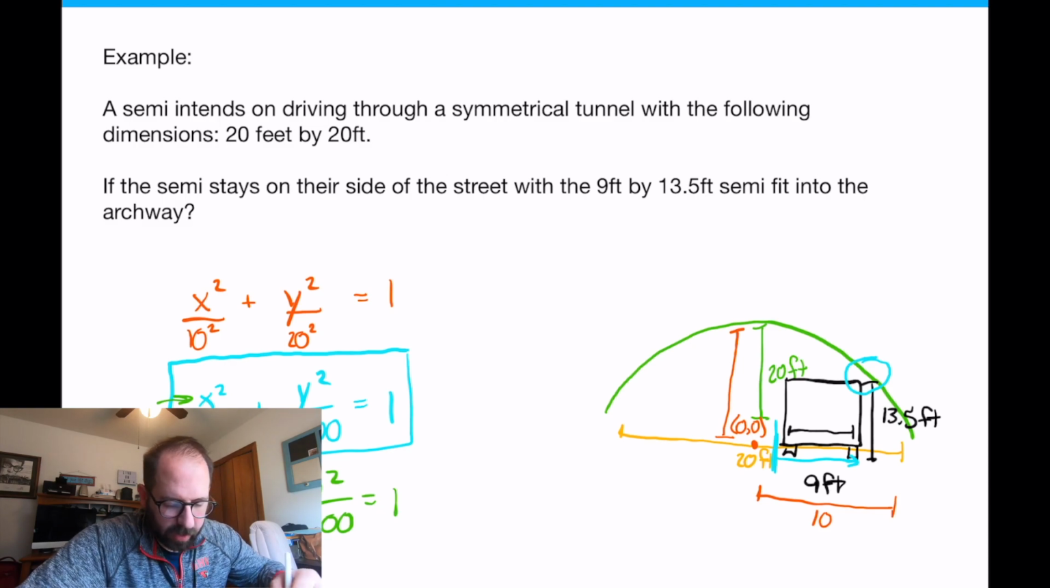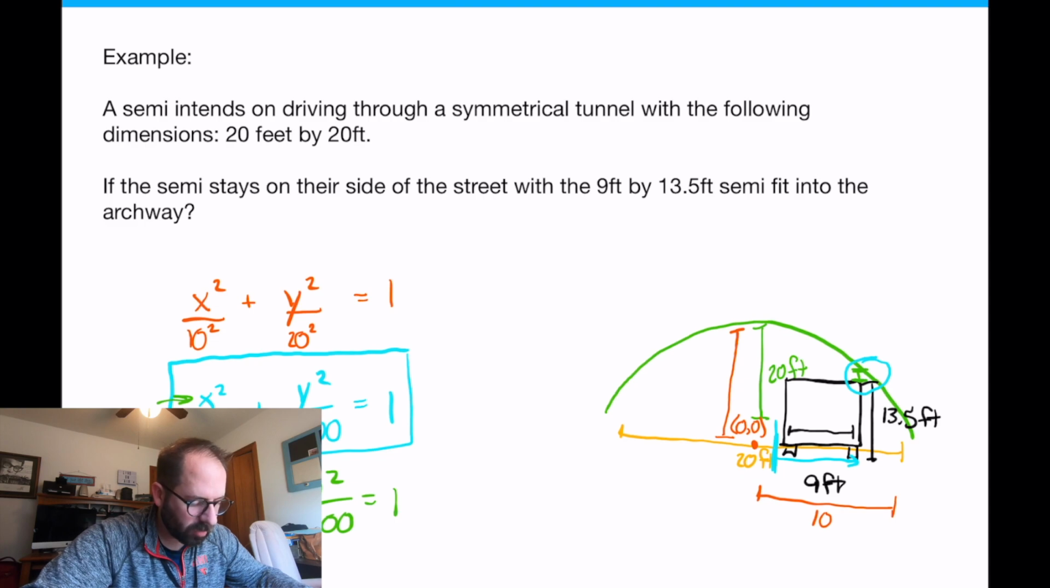And what I'm looking for is the height. Is my Y number going to be above 13.5 feet? Will it be above that number? If it's above, then we're safe. Because what this formula gives me is the height of the bridge at that exact moment. So at 9 feet over, will it be above the semi? I'm looking for it to be above 13.5. Hopefully that makes sense to you.